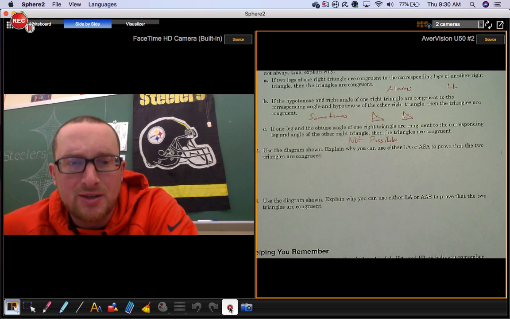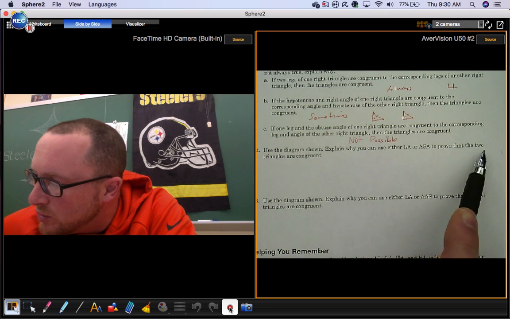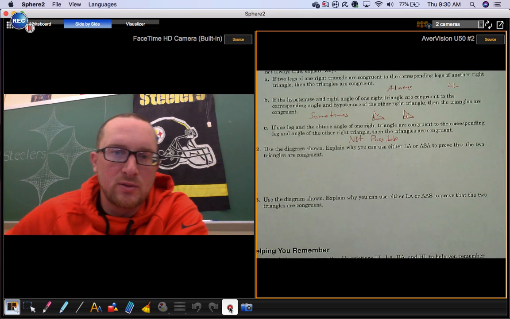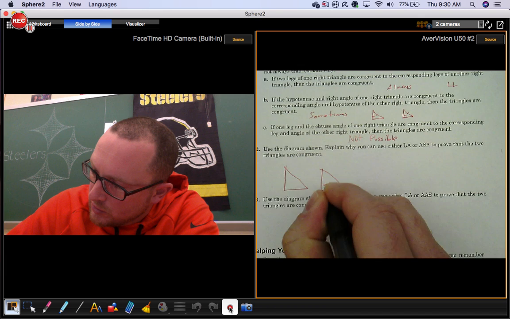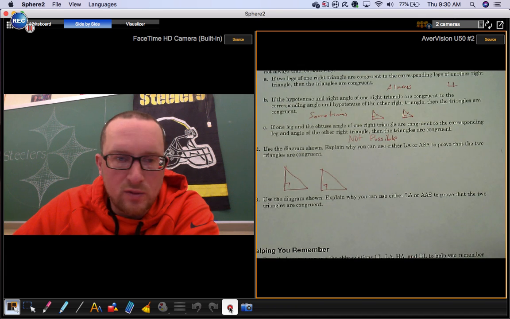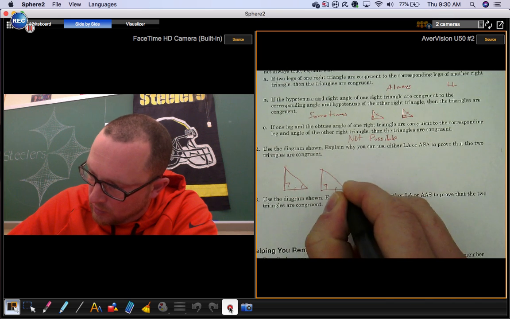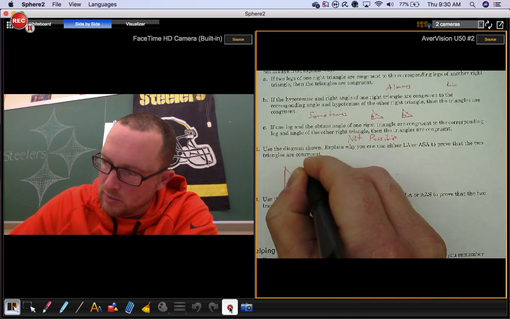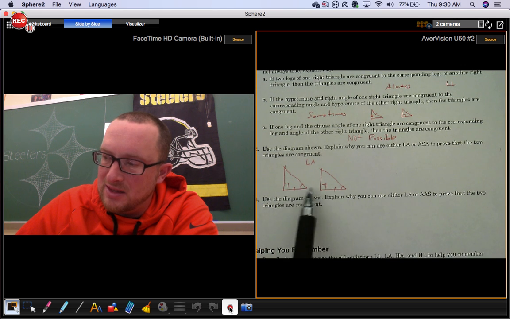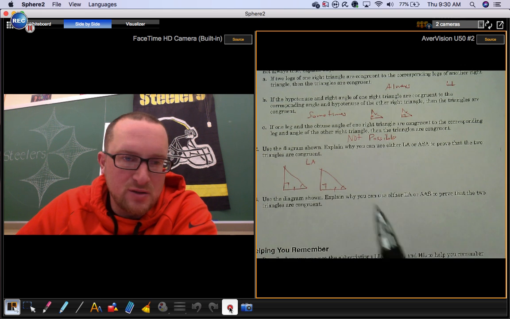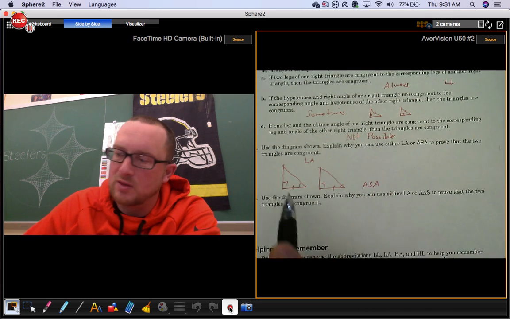What diagram? Explain why you can use either LA or angle side angle to prove that the two triangles are congruent. Well, here's two right triangles. If you want to use leg acute, that means you have congruent legs and you have congruent acute angles. That's leg acute. But at the same time, you have congruent sides in between pairs of congruent angles. So it's also angle side angle. So I just kind of made my own diagram there.